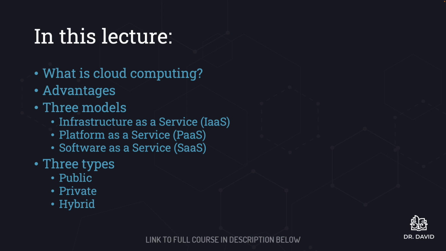When it comes to 3 types, think about 3 types of ownership. Is the cloud publicly owned by a vendor, for example? Is the cloud privately owned just by your organization? Or is it a hybrid? Is part of the cloud, part of the services provided by your organization, and the other part provided by a vendor such as Microsoft or Amazon? But we'll get more to that in just a minute.